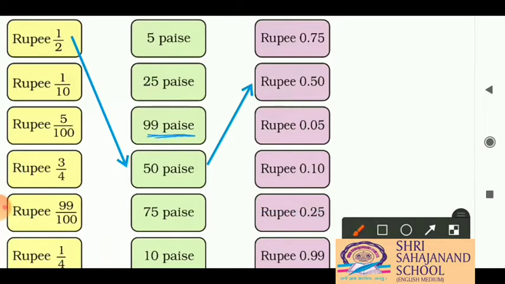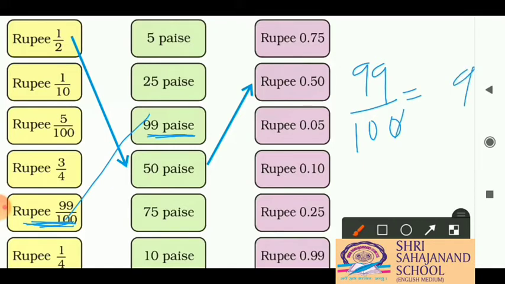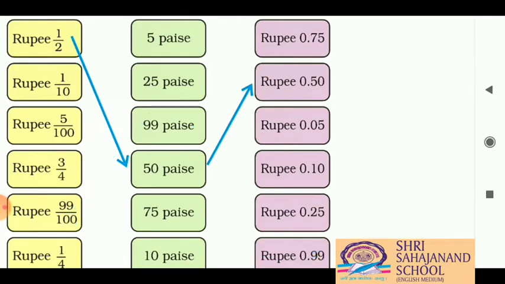Now come to 99 paise. 99 paise means 99 upon 100, because it is 99 parts. In the yellow boxes we have 99 upon 100, so just match it. And now find its decimal form to get the pink box answer. For this 0 we have 9, for this 0 another 9 in the numerator, and for the 1 take a decimal point and then 0, so it is 0.99. At last here we have 0.99. Now come to the next, 50 paise. It is already done, as you can see.